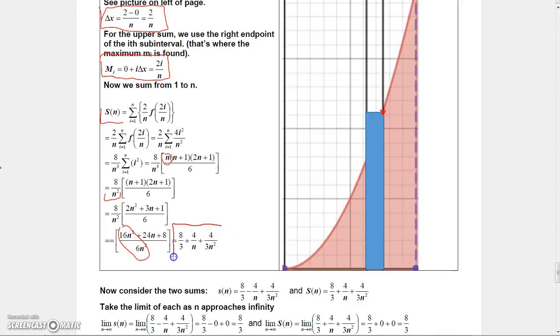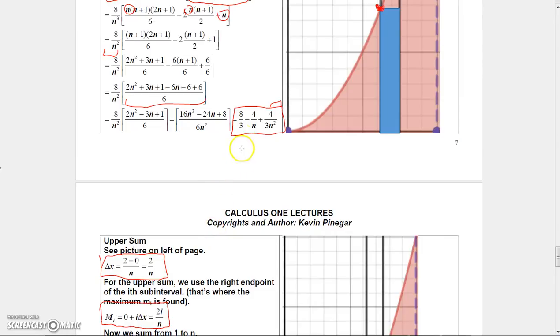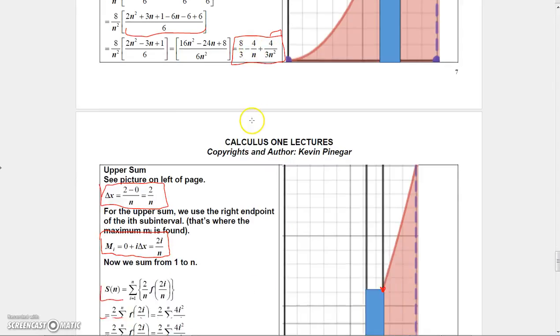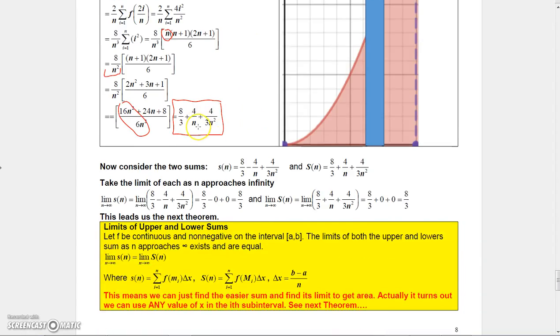So the sum of the upper rectangles, or the upper sum, is 8/3 plus 4 over n plus 4 over 3n squared. Notice up here, the only difference is the middle term was minus up here. So obviously this sum is smaller than this sum.